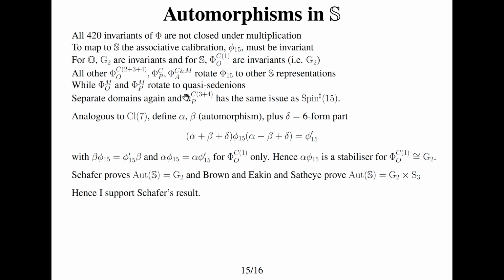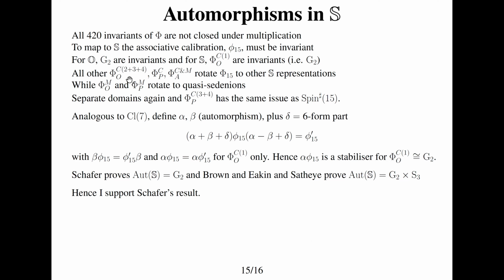And in fact, the P mixed ones actually change you to quasi-Sidonians. And G2 doesn't do that. G2 keeps it the same. This is swapping between the P's and the O's, yes, which is not a good idea, I don't think.